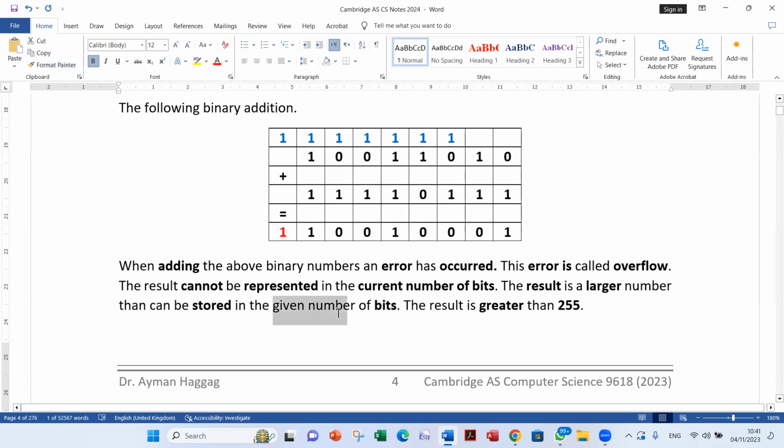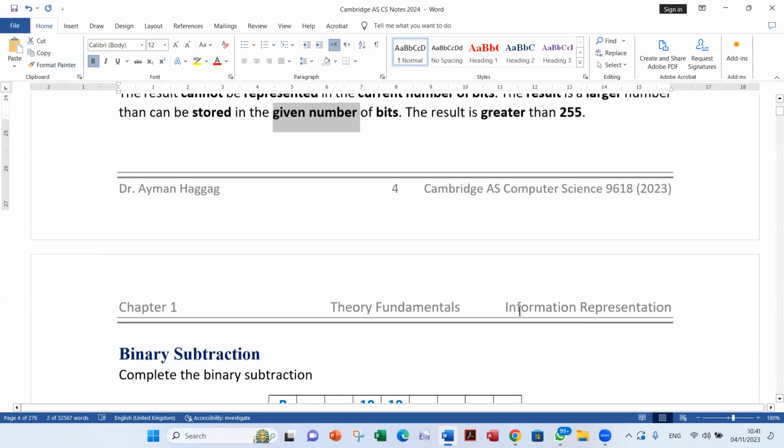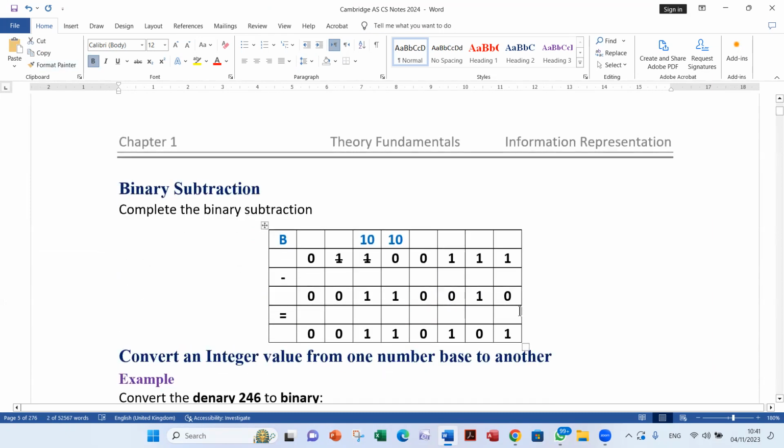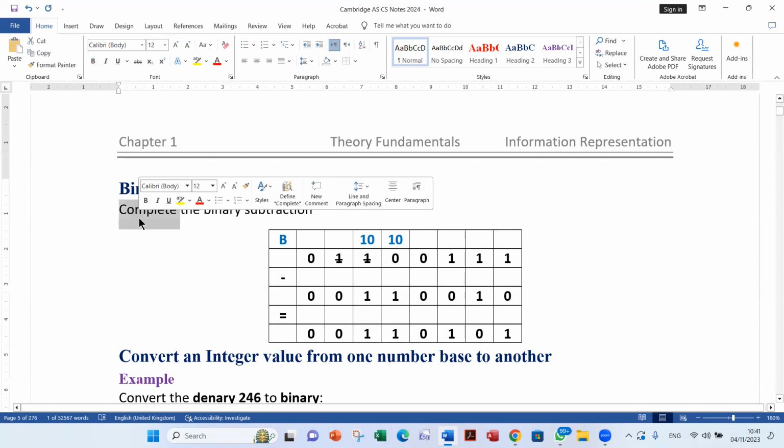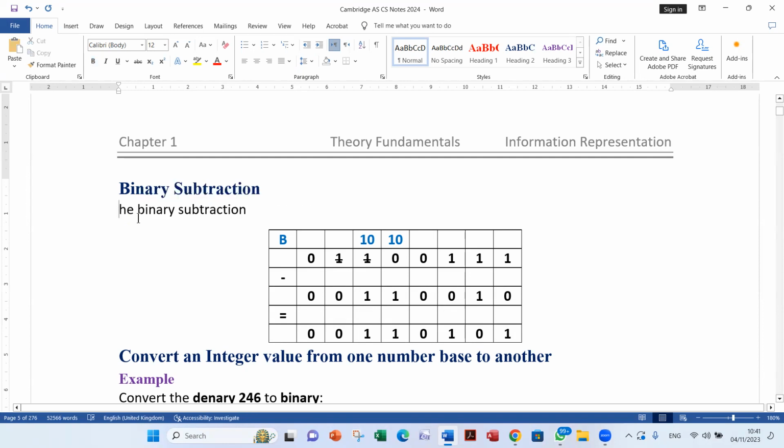Okay, so that was a problem. That was a recall about what you have studied in the O-level. Now let us do binary subtraction. This is new to you because it wasn't on the O-level.